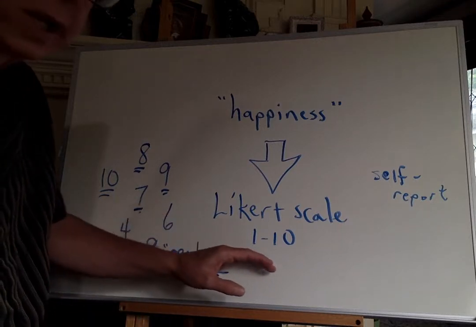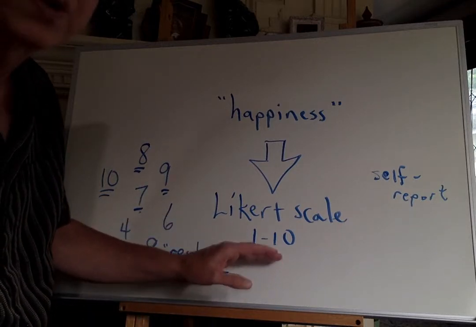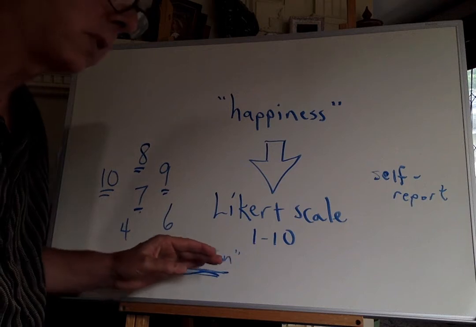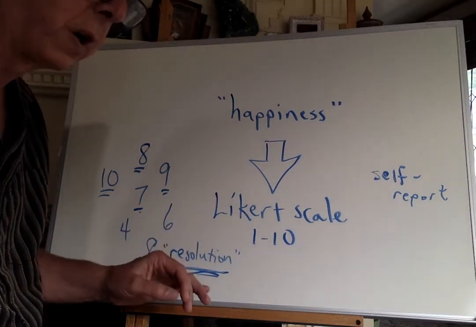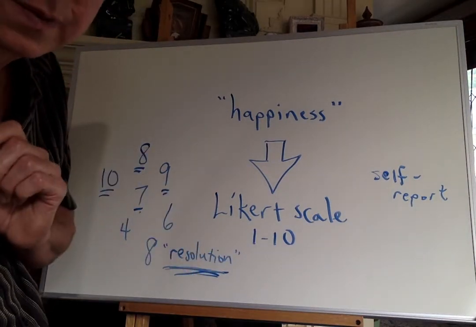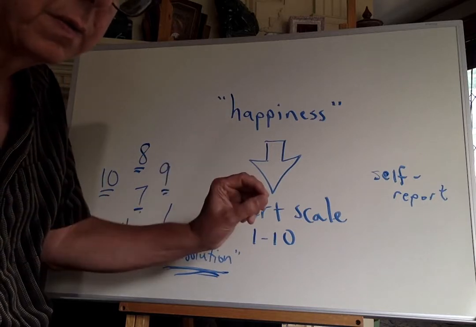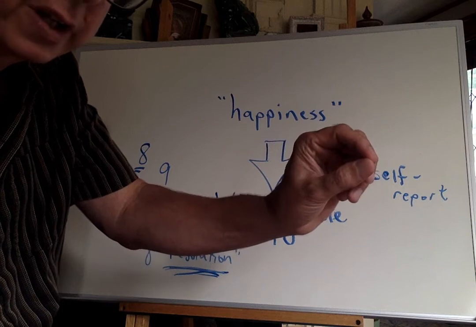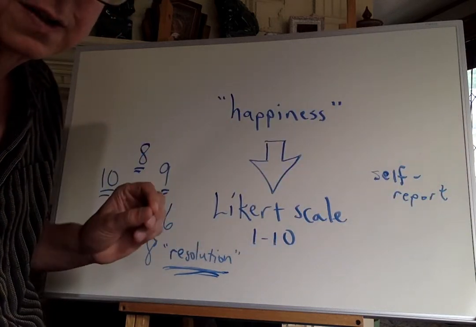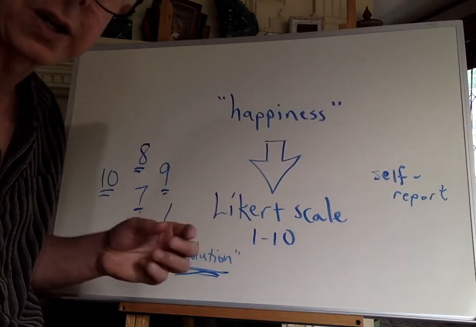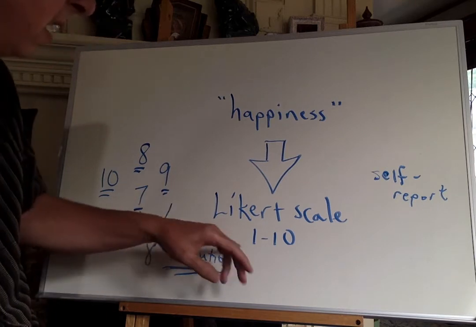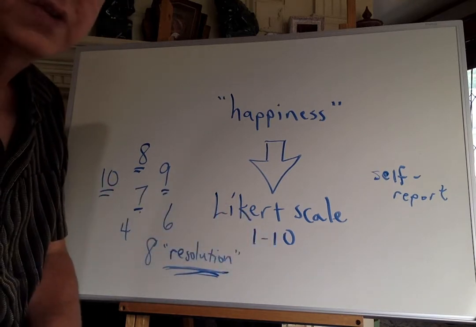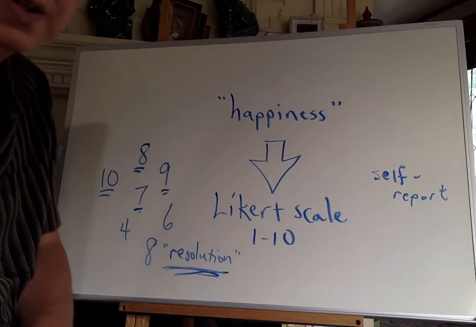Now, Likert Scales don't always go from 1 to 10. Sometimes they go from 1 to 6. Sometimes they go from 1 to 4. Sometimes they go from disagree strongly, disagree, agree, strongly agree. Okay? That's also a Likert scale. 1 to 10, 1 to 5, 1 to 6.